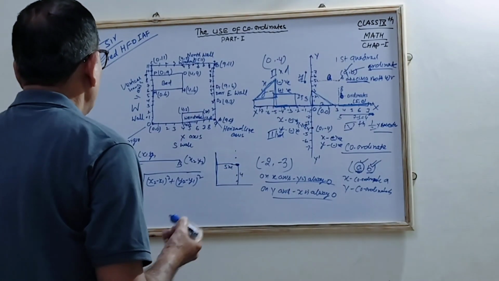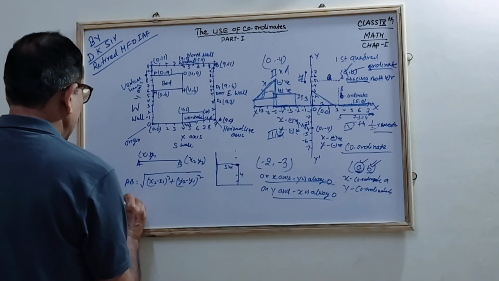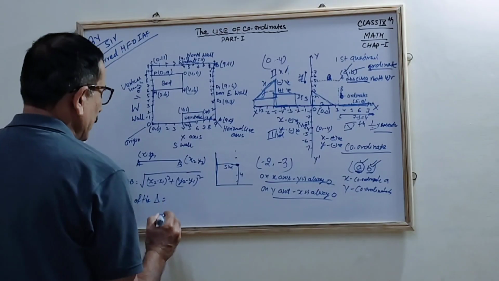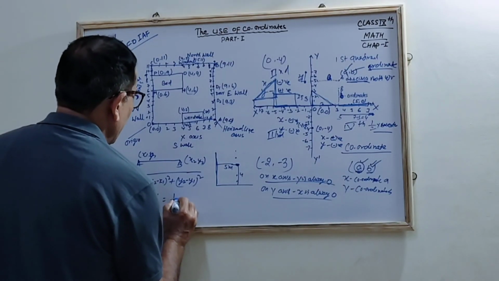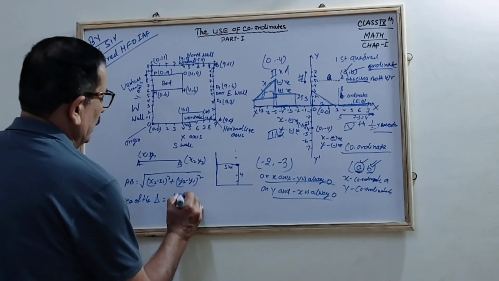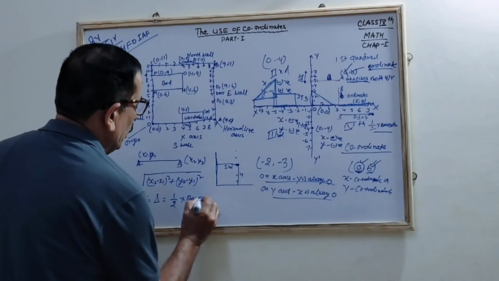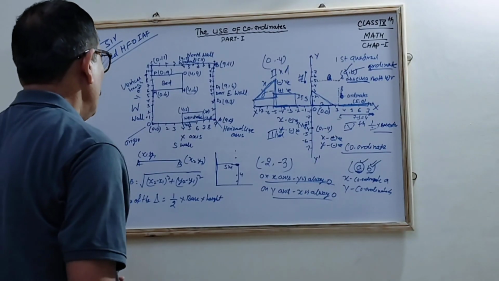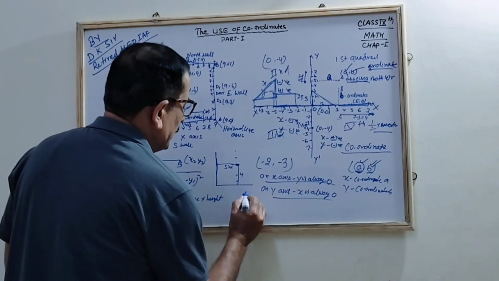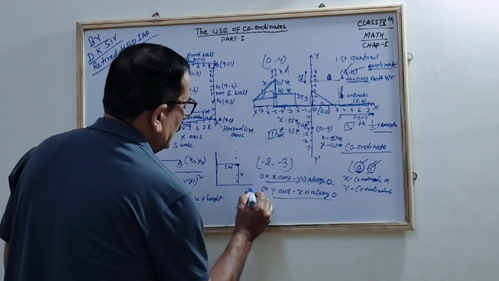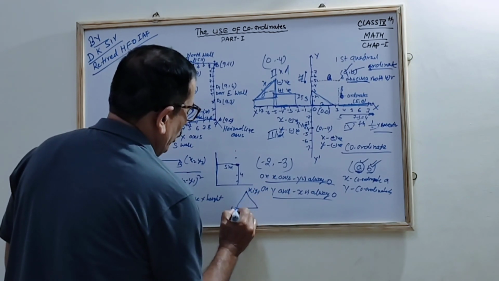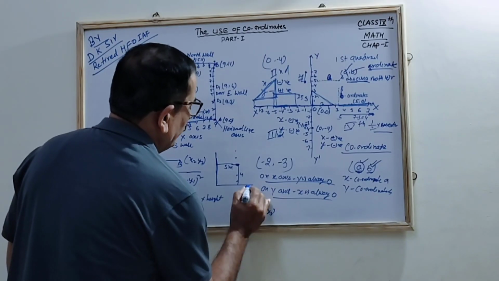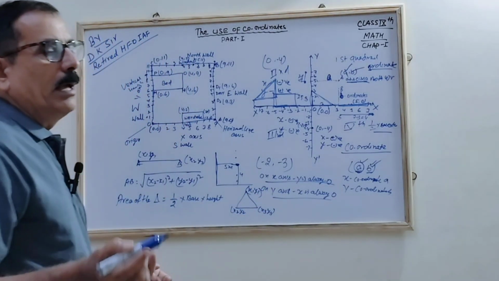The one more rule is especially for the area of the triangle. The area of the triangle you can find out very well: 1 by 2 into the base into height. But suppose you do not know anything, and you have a triangle where you have the values of x1 y1, x2 y2 and x3 y3. You have the three coordinates known and you need to find the area.